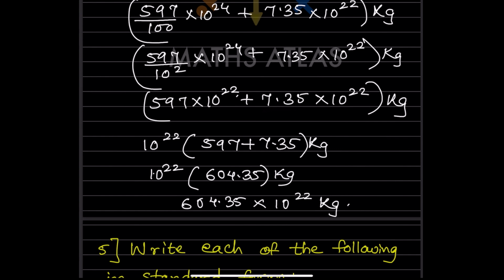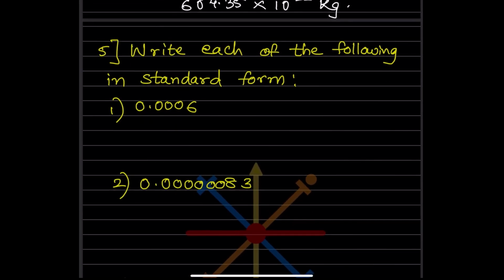calculation. Now let us see here, write each of the following in standard form. So now here we have 0.006. So now see here, it is 0.006. So now what we have to do, we have to write first 6. Here we'll write here 6. And here how many, after this one, how many do we have here?